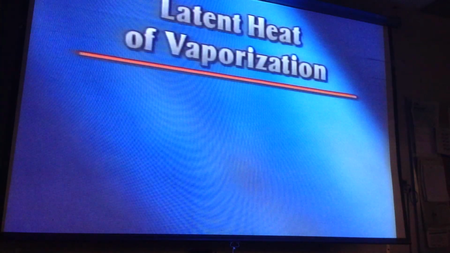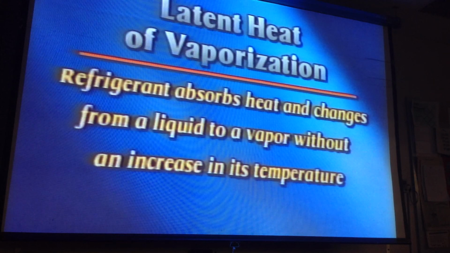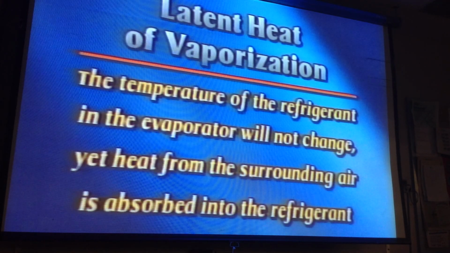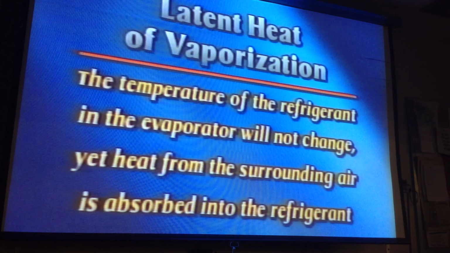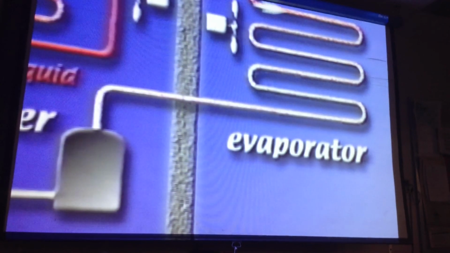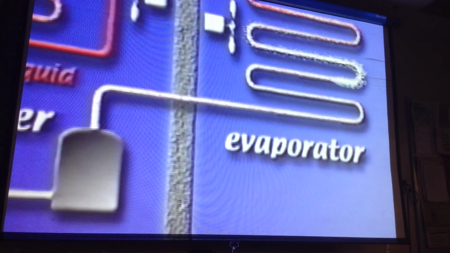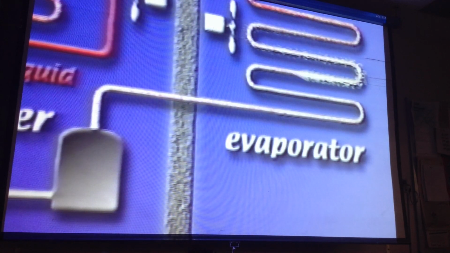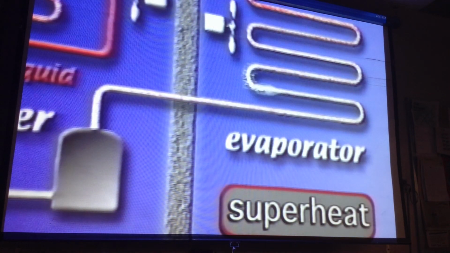In doing so, the refrigerant absorbs latent heat of vaporization, allowing it to change from a liquid to a vapor without an increase in its temperature. The temperature of the refrigerant in the evaporator will not change, yet heat from the surrounding air is absorbed into the refrigerant. Once the refrigerant has completely evaporated and is 100% vapor, any heat absorbed by the refrigerant vapor past its saturation point is referred to as superheat.